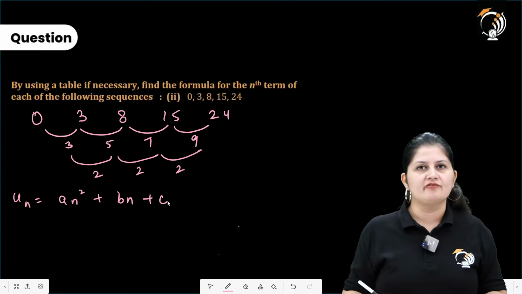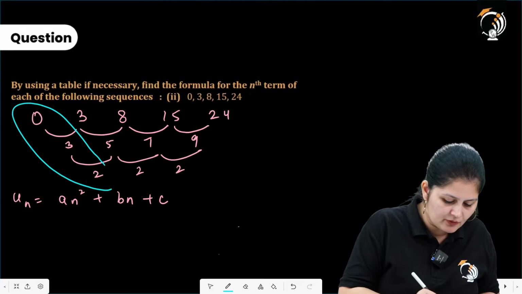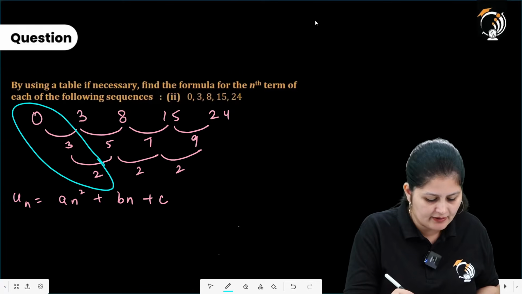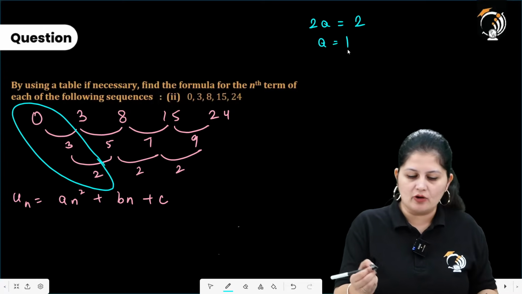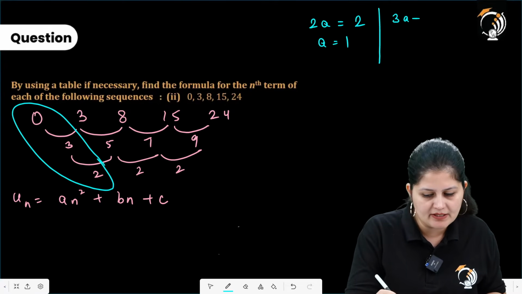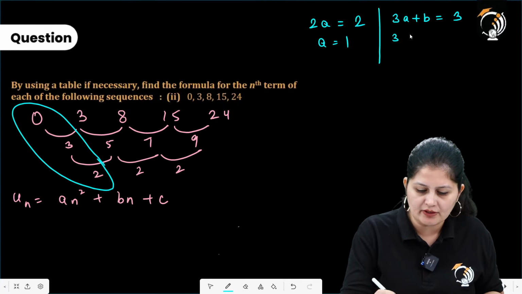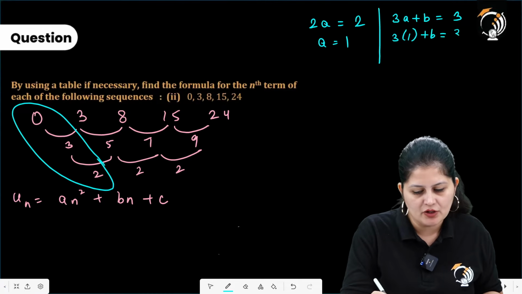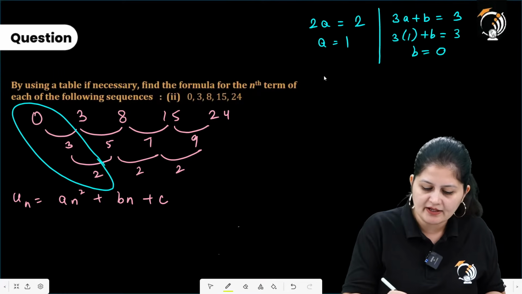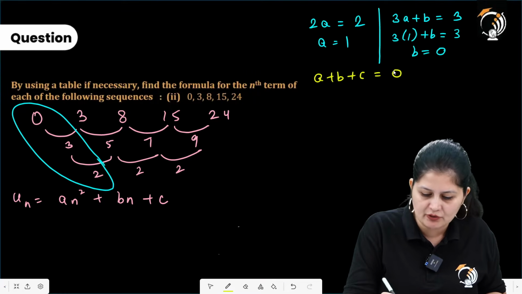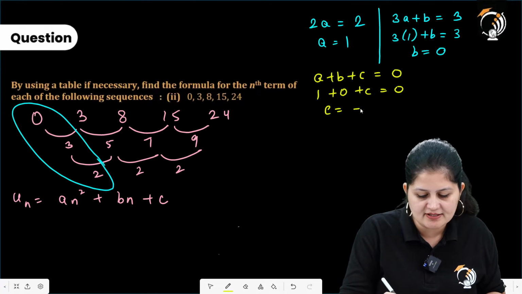So let's just get the value of a, b and c here. On marking the given sequence that we are going to use here, we will be getting that 2a would be equal to 2. So that means a will be equal to 1. Further, 3a plus b will be equal to 3. That is what we have as a sequence. So that is going to be 3 multiplied with 1 plus b is equal to 3. So we are getting b is equal to 0. Further, we know that a plus b plus c would be equal to 0 here. So a is equal to 1, b is equal to 0, plus c is equal to 0. So we are getting c is equal to minus 1.